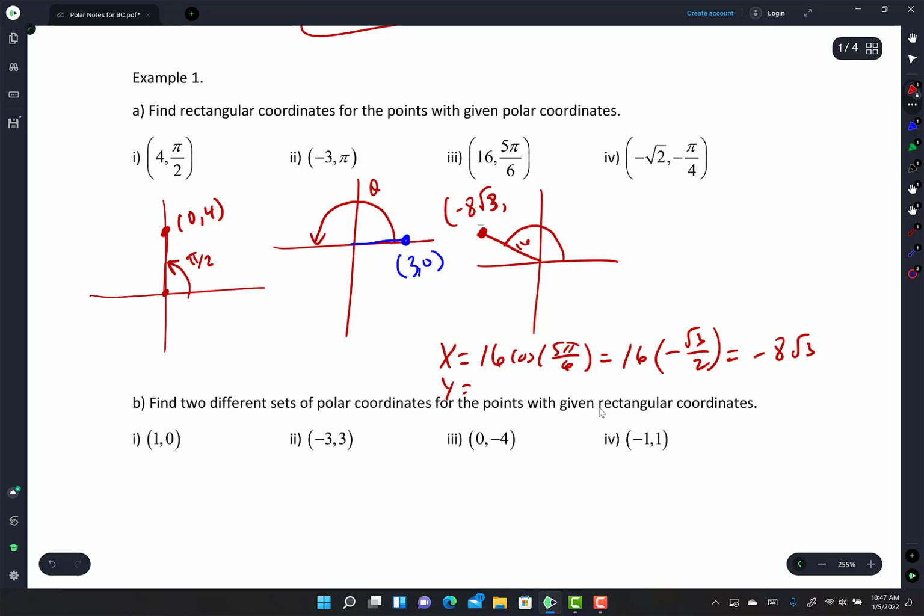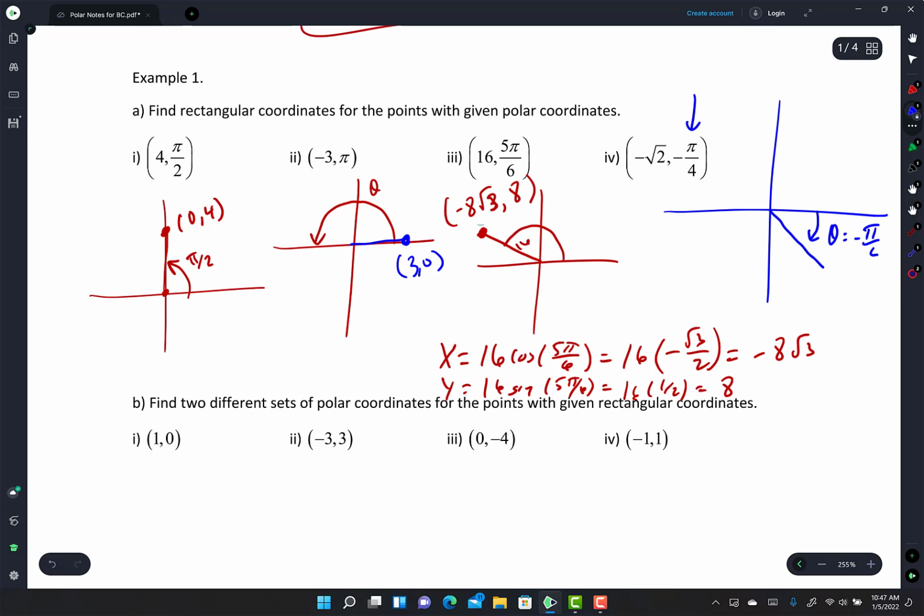And then the y value is 16 sine 5 pi over 6. So that is 16 times a half, so 8. So there it is: negative 8 square root of 3, comma 8. And of course, I didn't draw it to scale, but it's, you know. We still okay? All right, the last one here. Negative pi over 4. Well, I'm going to do this negative pi over 4 first. That would have been down here. But because I have that negative square root of 2, that puts me in what quadrant? Quadrant 2.